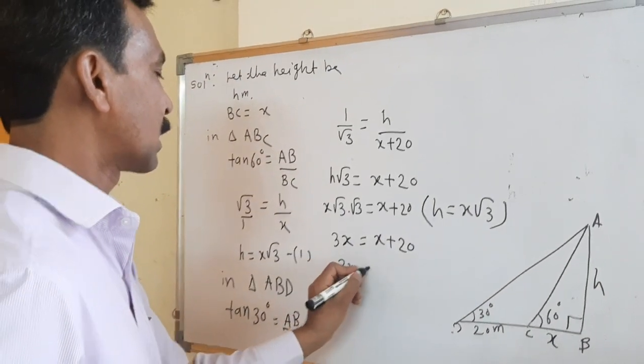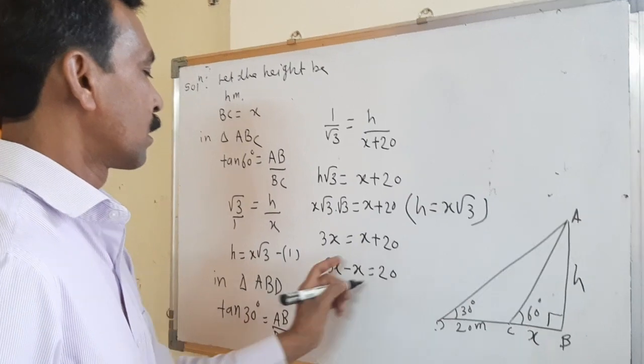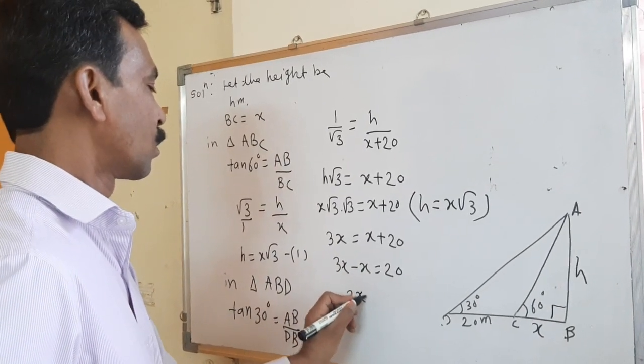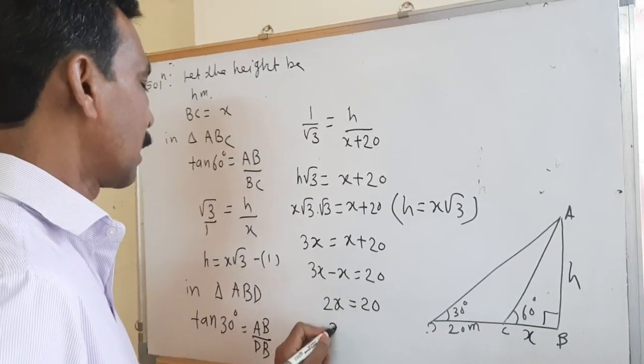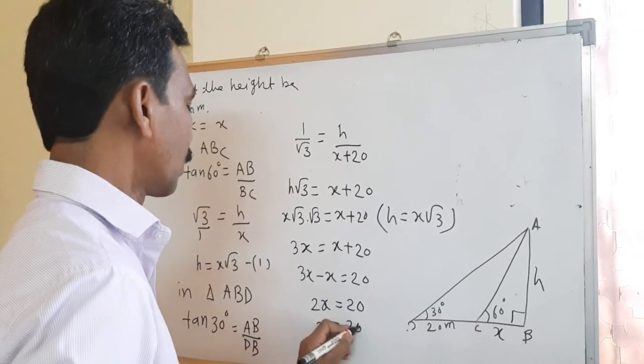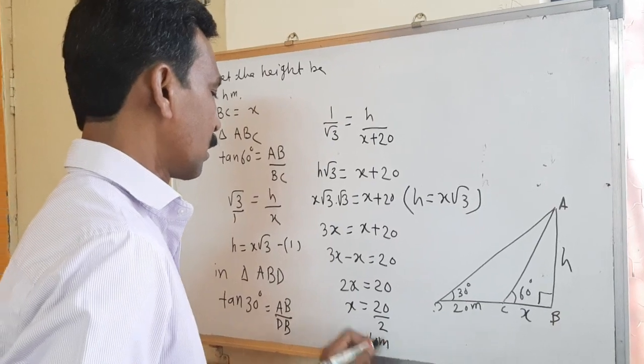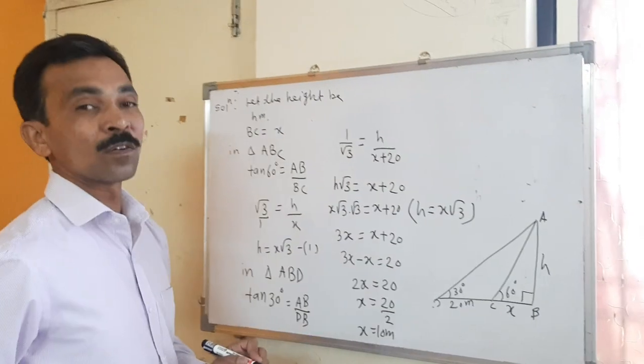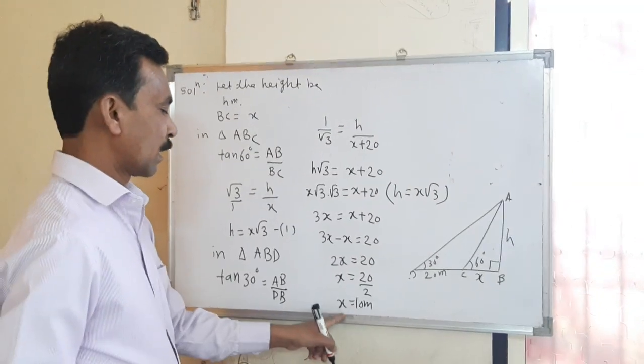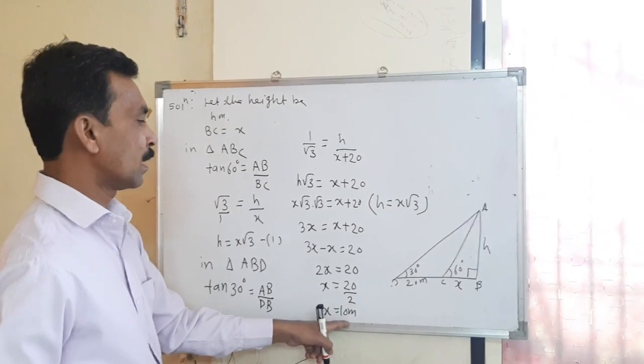3x, this X goes this side, becomes minus. 3x minus X, 2x is equal to 20. X is equal to 20 by 2. X is equal to 10 meters. This is the width of the canal. X is 10 meters, that is the width of the canal.